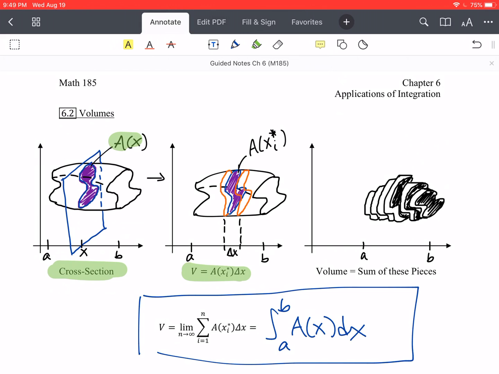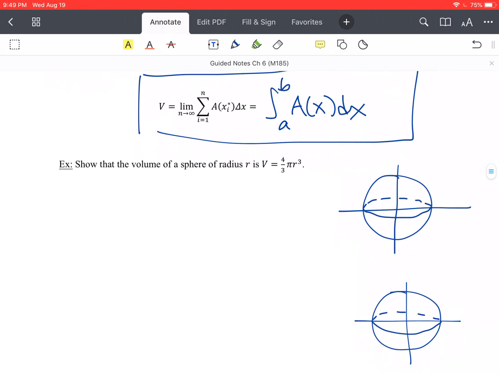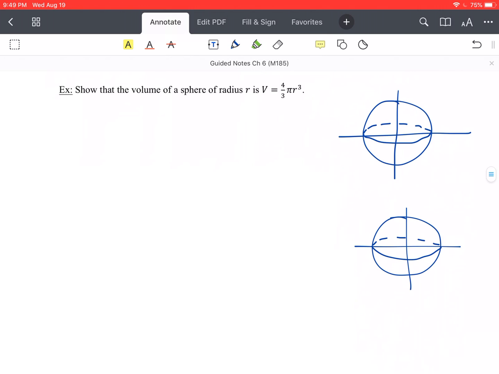So we can actually use this. We're going to do something kind of interesting with it here. We're not going to do a traditional example. We're actually going to do a little bit of a proof, not a full-on proof, but we're going to show that the volume of a sphere of radius r is V equals 4/3 pi r cubed. So you might remember from your geometry days, the volume of a sphere is 4/3 pi r cubed. We're actually going to use calculus to show why that is the case.